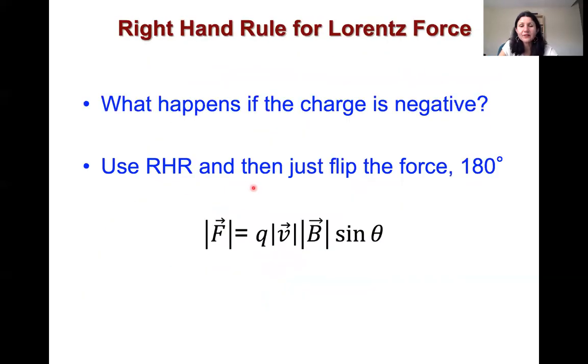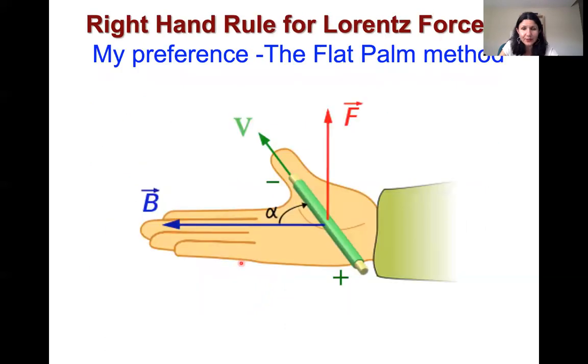If your charge is negative, you still use the same exact right-hand rule, this one. So for example, if this V was now a negative charge, you still use this right-hand rule, you figure out the force is up, but that's true for a positive charge. Because your charge is negative, you flip your answer 180 degrees. So the correct answer is the force is down.